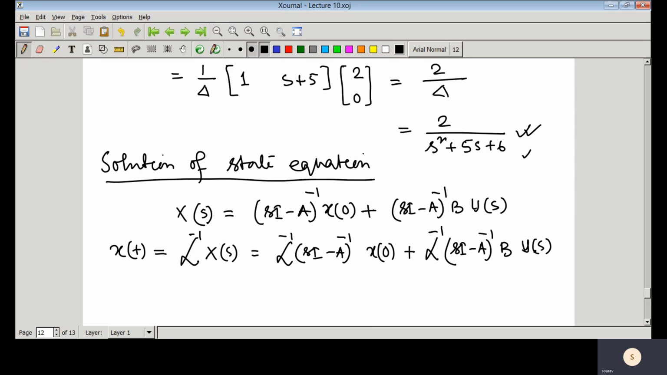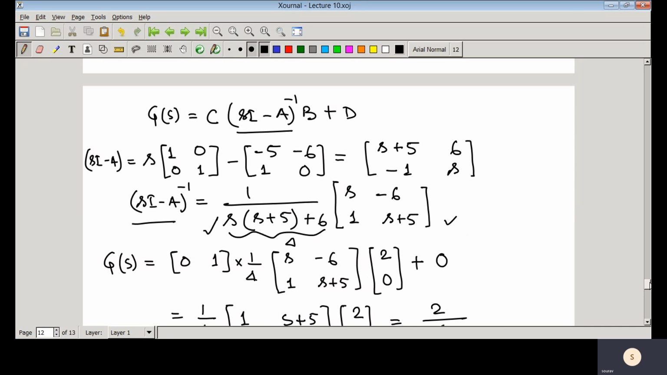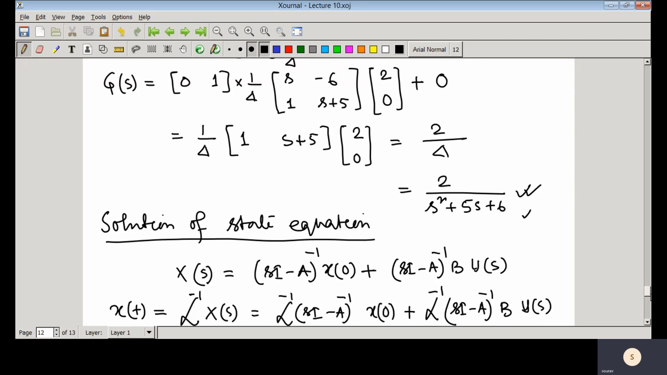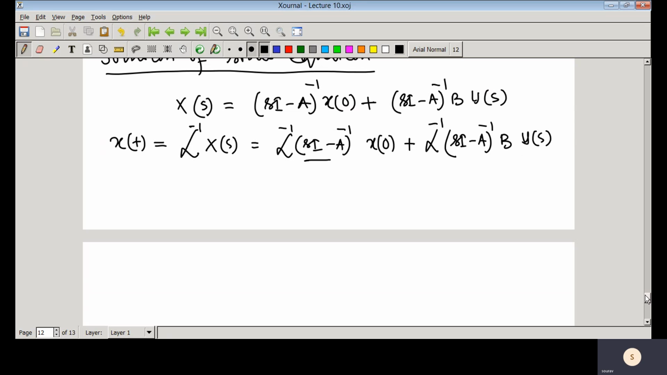Interestingly, this (sI minus A) inverse we have already seen. This is actually one matrix, sI minus A, where each element is either a constant or a function of s. Now this particular matrix is denoted as e to the power At.